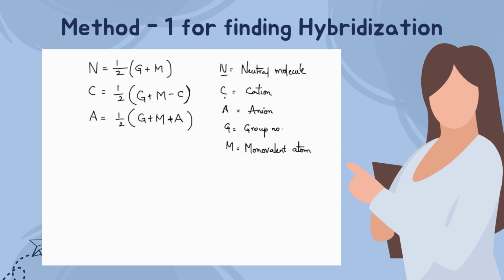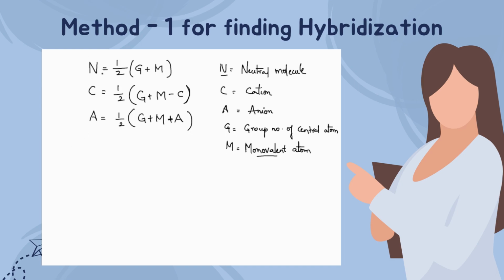C is a cation. Cations are usually positively charged particles. A stands for anion. An anion is a negatively charged particle. And G indicates the group number of the central atom. And M indicates monovalent atoms. Monovalent atoms are those which bond only by a single bond to the other atoms.